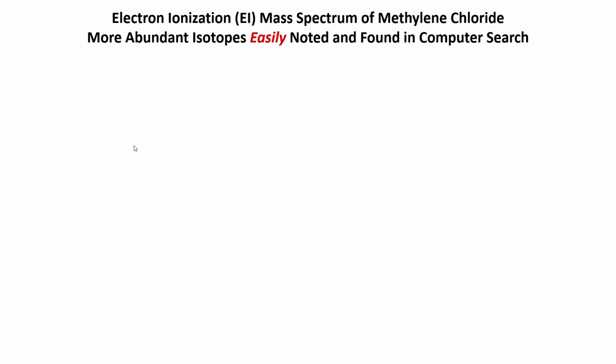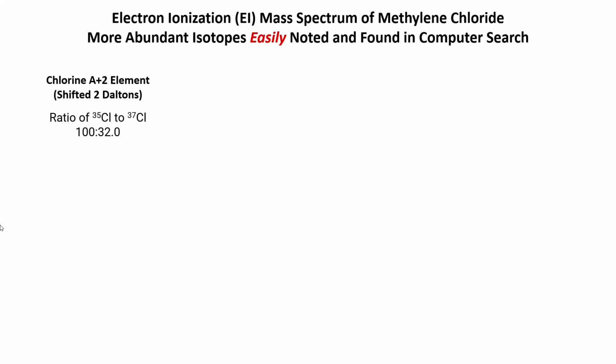Let's take a look at another EI mass spectrum, that of methylene chloride. It'll be much different from carbon-containing species that we'd noted before, like acetone, because it has chlorine-37 in addition to chlorine-35, and the chlorine-37 is very abundant, relatively speaking. So it will be easy to find in a computer search, and also will be easily noted when you're looking at the mass spectrum. The ratio of chlorine-35 to 37 is 100 to 32.